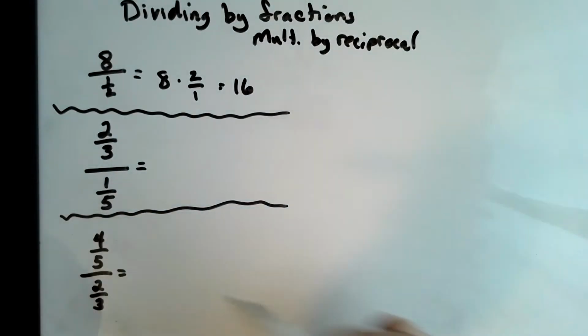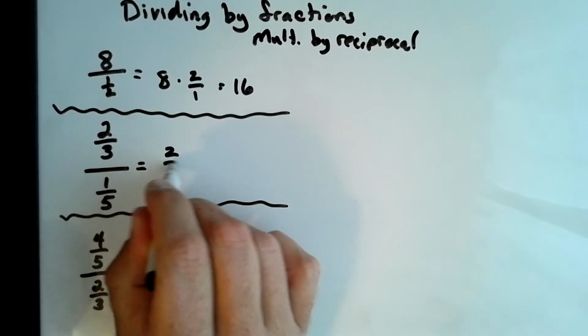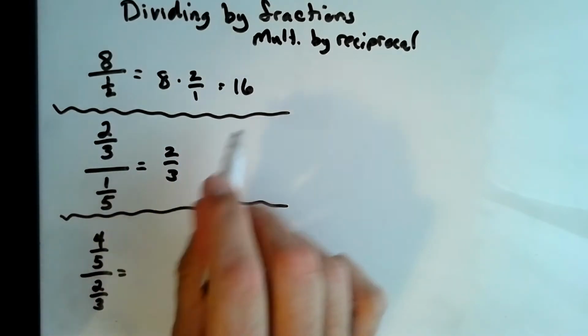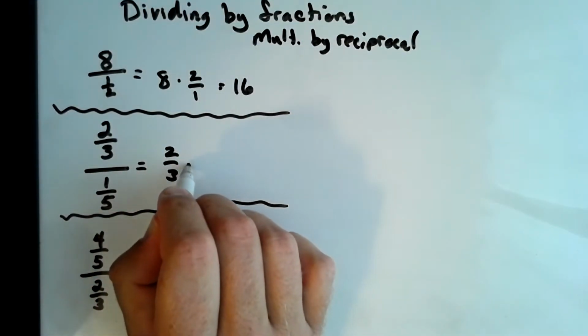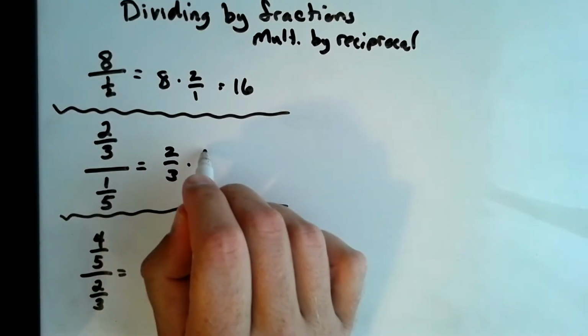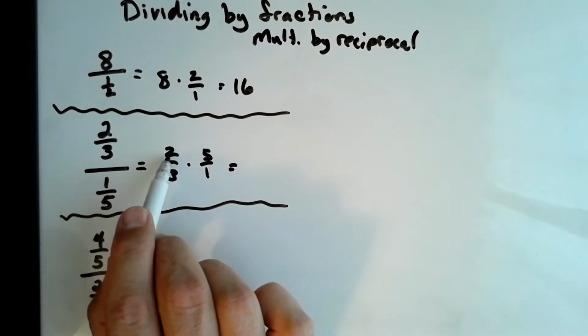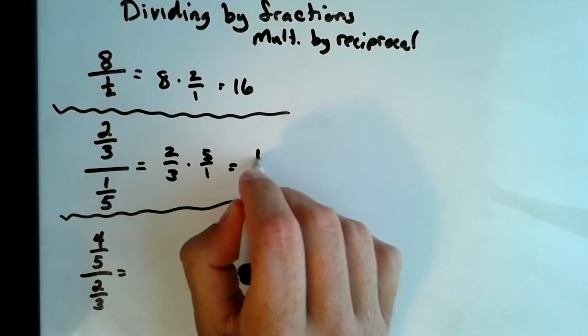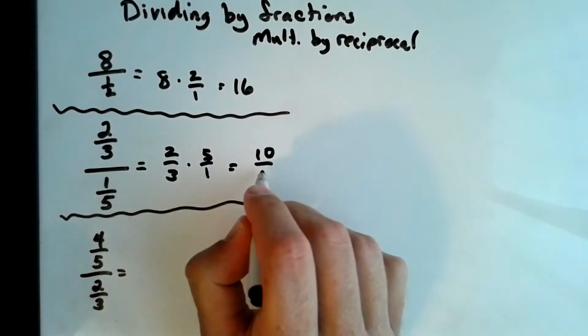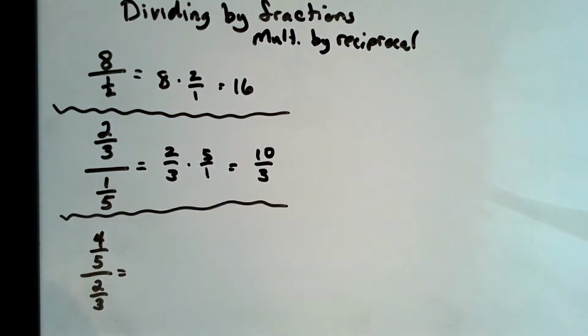2/3 divided by 1/5. I'm dividing 2/3 by 1/5, which I'll change to 2/3 times the reciprocal of 1/5, which is 5/1. When you multiply fractions, numerators, 2 times 5 is 10, denominators, 3 times 1 is 3, we get 10/3.